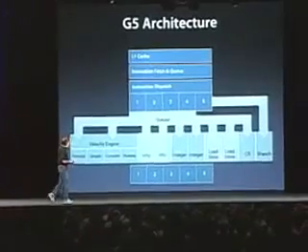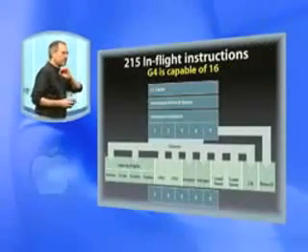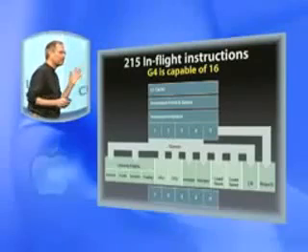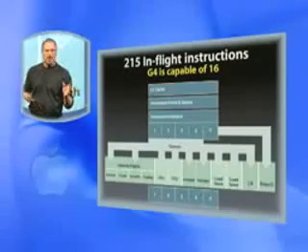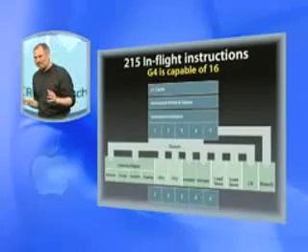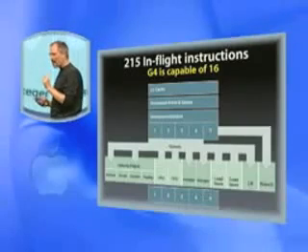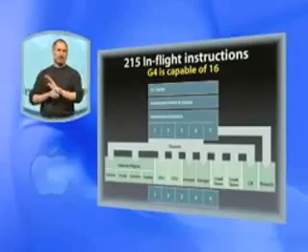And let's just go through it for just a minute. First of all, it's massively parallel. It's got a 12-unit core. And what that means is we can have up to 215 in-flight instructions. Over 215 instructions can be being processed at the same time. The G4 can do 16, which means if your app can get this thing flying, it can scream.